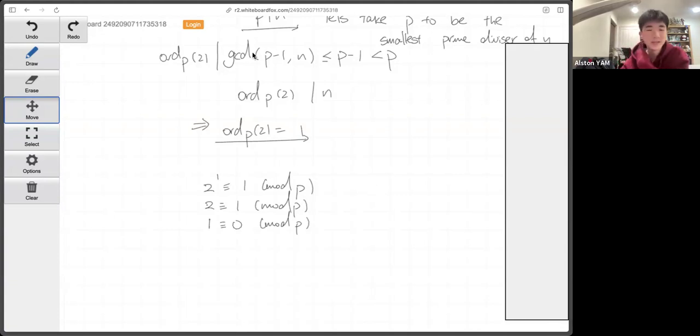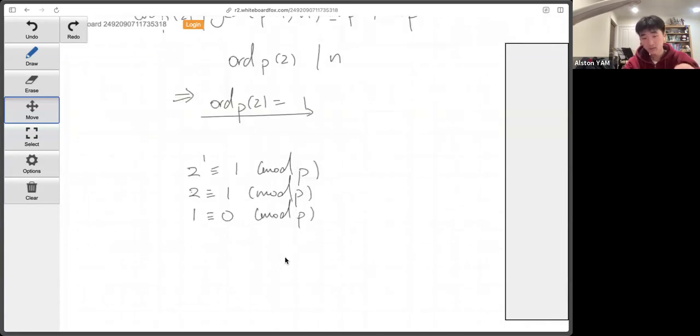Now this is very cooked, because what is p? p is at least 2, right? Because p is a prime. But then if p is at least 2, then this thing can't be true. If you leave a remainder of 1 when you divide by p, it can't be a multiple of p, right? So that is where the contradiction is.